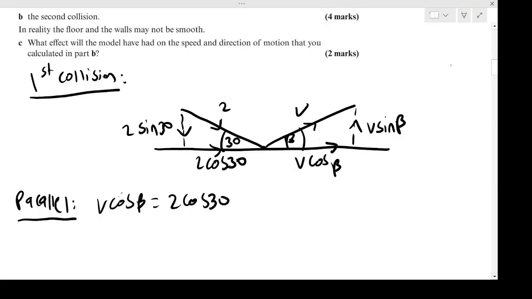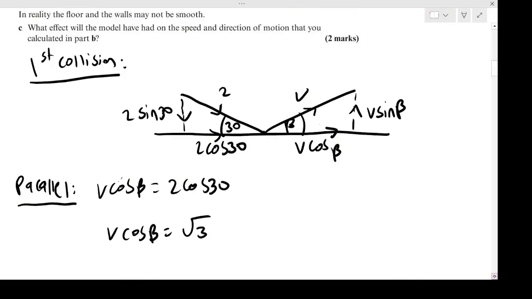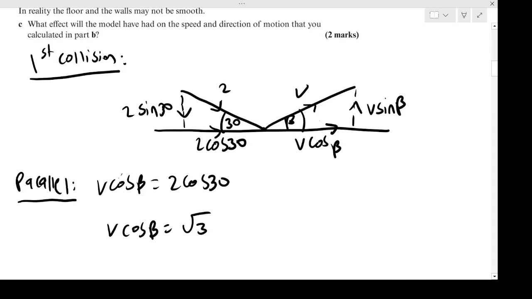Actually, we can simplify this because we can work out 2 cos 30, right? So that's going to be v cos beta. So work that out quickly, we get root 3. Okay, make sure your calculator is in degrees mode here, not radians. For mechanics, we tend to use degrees, which is very confusing because in pure you usually use radians, right?